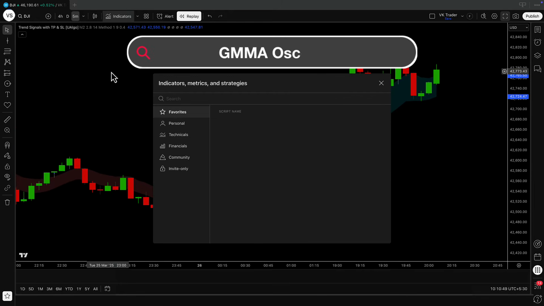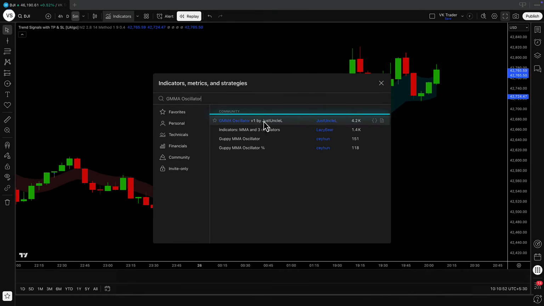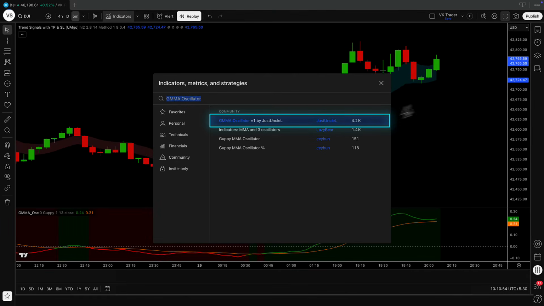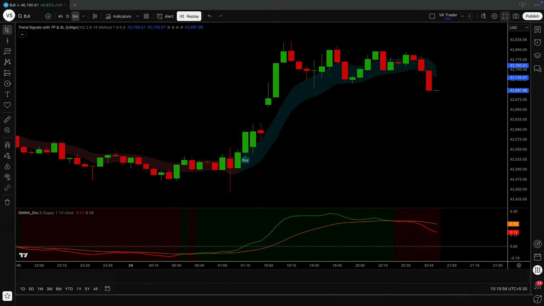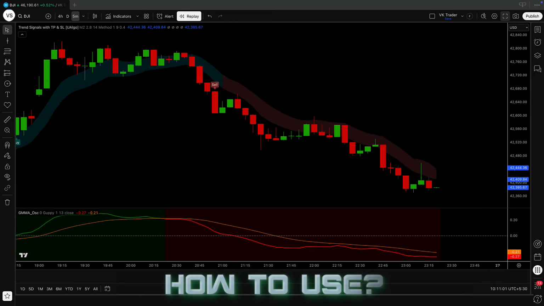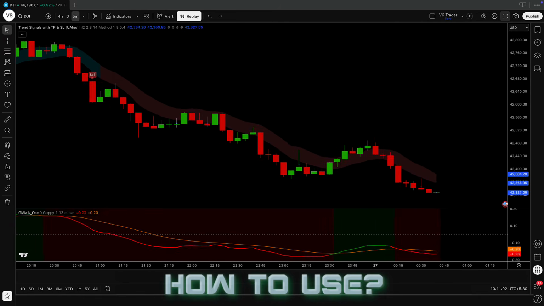We will search GMMA oscillator in the search box of TradingView. After that, we have to click on the GMMA oscillator V1 by Just Uncle option. Now our setup is ready. Let's see how we use these trading tools. Let's start.